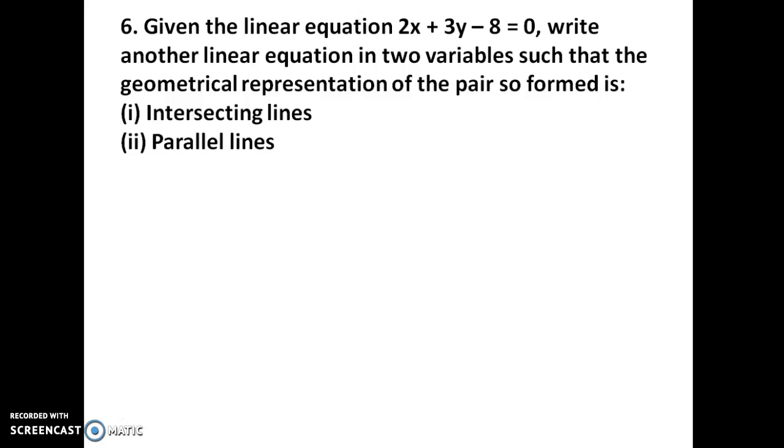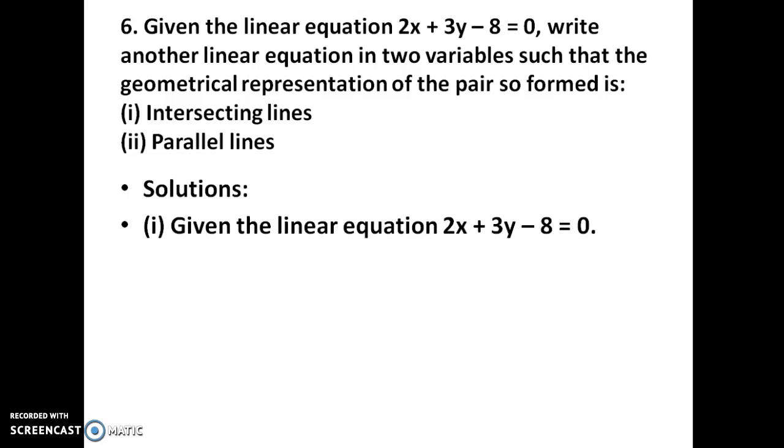Then sixth problem, given the linear equation 2x plus 3y minus 8 equal to 0, write another linear equation in two variables such that the geometrical representation of the pair so formed is intersecting lines, and the second subdivision is parallel lines, and third also you have actually, but I didn't solve, so you have to solve it as your homework. I will teach you intersecting lines and parallel lines, and with the same example you can do the third one.